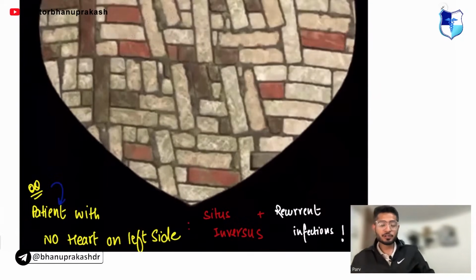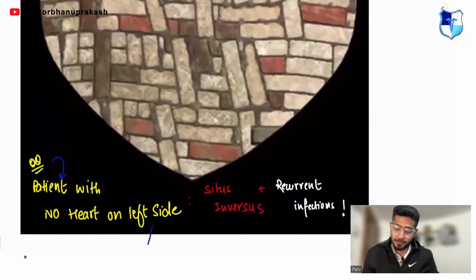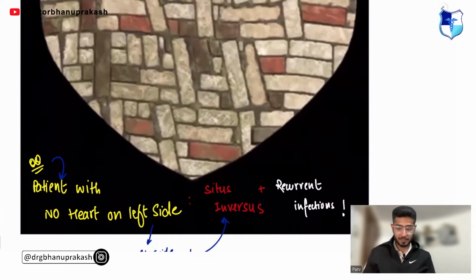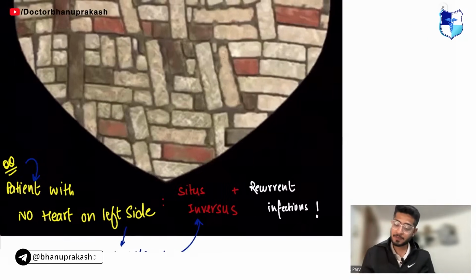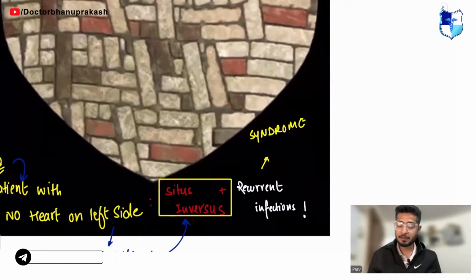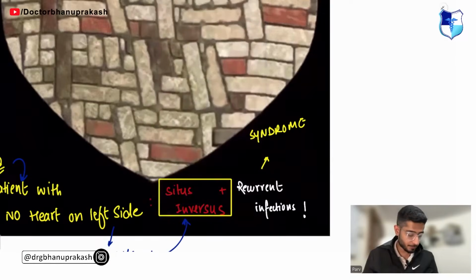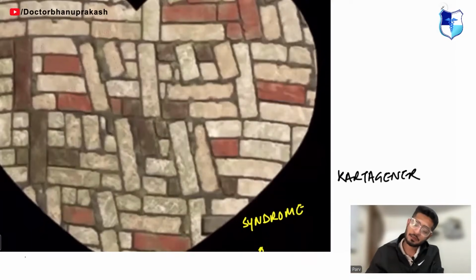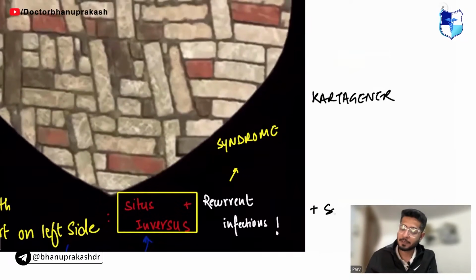So the patient with no heart on the left side, that means the patient is having the heart on the right side, that is actually called situs inversus, plus recurrent infection. Can you name a syndrome from this? If the patient is having a right-sided heart, situs inversus, and recurrent infections, can you name a syndrome after it? Yes. What is the syndrome? Identify the syndrome. Kartagener. This is actually Kartagener syndrome. Situs inversus, recurrent infections plus sinusitis.